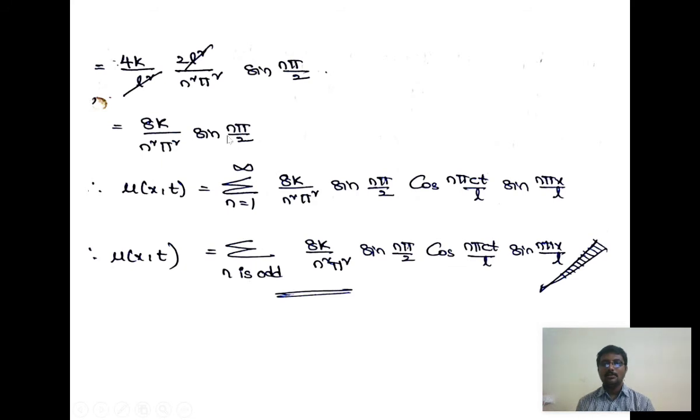Substituting in the above equation, we will get the required value of u, that is u(x,t) is summation from n = 1 to infinity of 8k/(n²π²) sin(nπ/2) cos(nπct/L) sin(nπx/L). It is the required solution for the given wave equation under the given conditions.